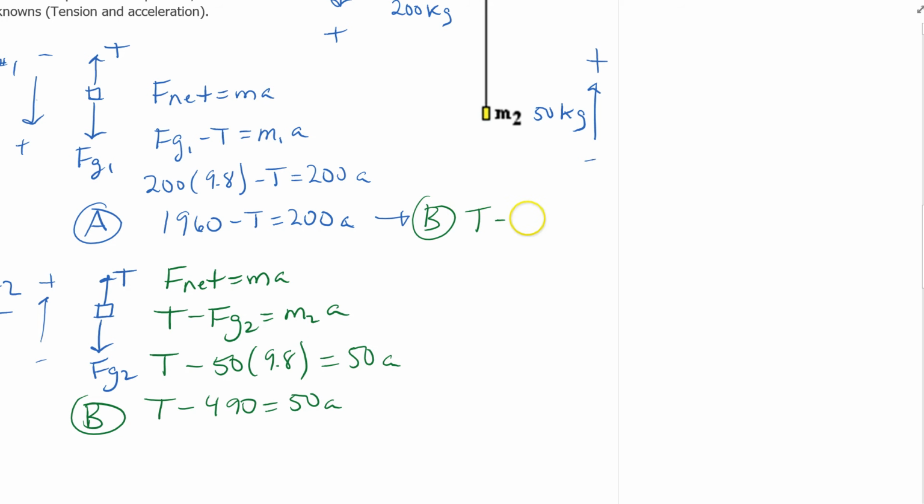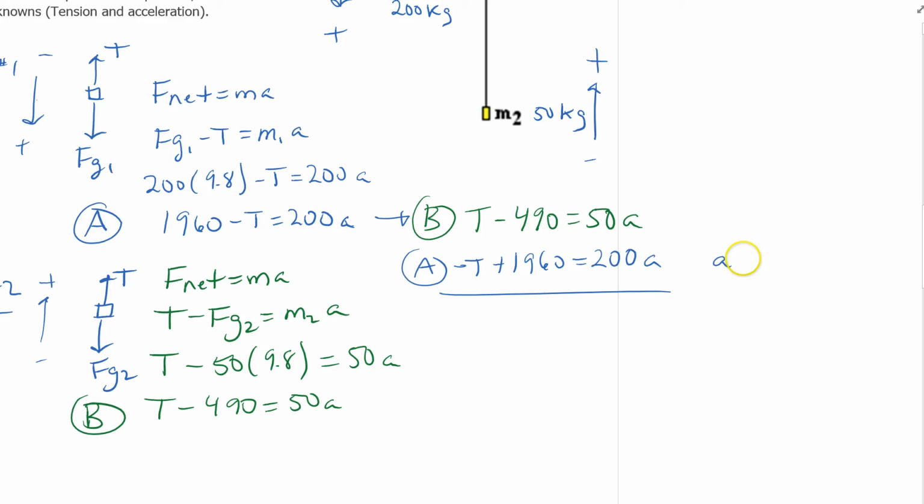I'll say T minus 490 equals 50a. And then underneath, in blue, I will write this, but I'm going to rearrange this. I'll put the minus T first, plus 1960 equals 200a. And I hope you see where I'm going here. If I add these two together, T and negative T combined together is no T at all. So those two cancel each other out. Minus 490 plus 1960 is going to give me 1470. 50a plus 200a is 250a.